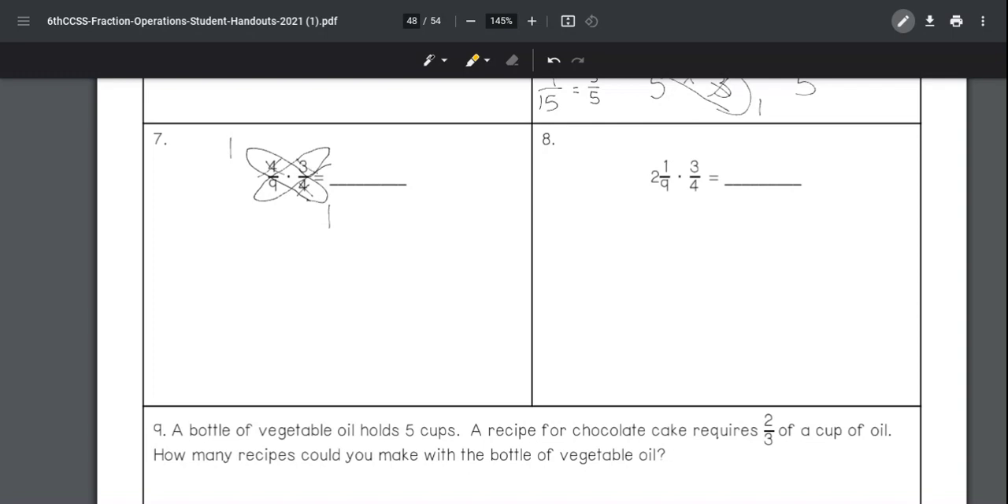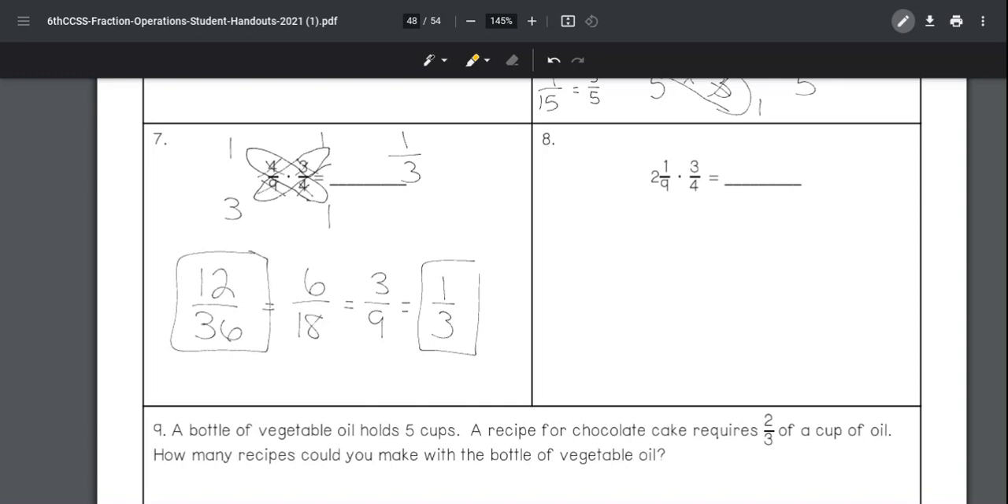So how many 3's make a 3? 1. And how many 3's make a 9? 3. So tops, 1 times 1 equals 1. Bottoms, 3 times 1 equals 3. If you solved it originally, you would have got 12/36, which can be simplified to 6/18, 3/9, 1/3. Okay, either answer is good.